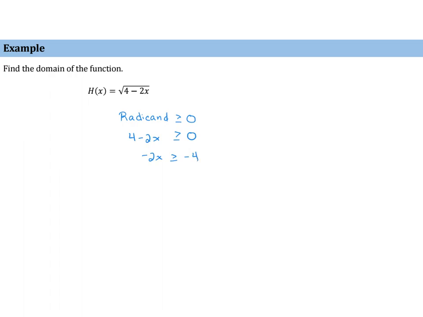Now we divide both sides by negative 2. So if I divide the left-hand side by negative 2, we get x. If we divide the right-hand side by negative 2, we get positive 2. But we divided by a negative, and so we switch the direction of the inequality. So we want all the values to the left of or equal to 2. So we're looking at negative infinity all the way up to 2, and we can include the 2.